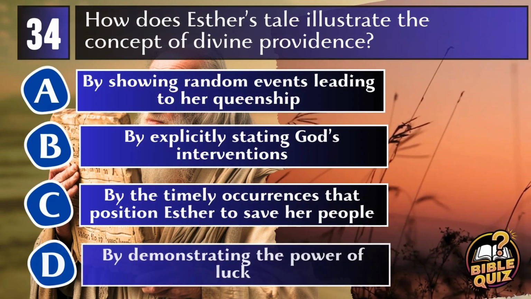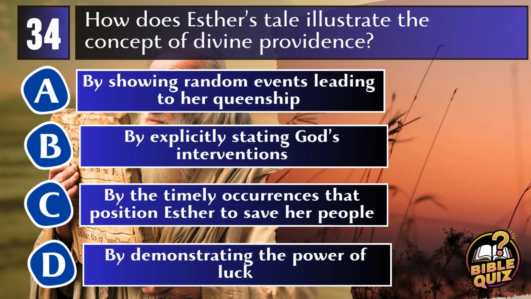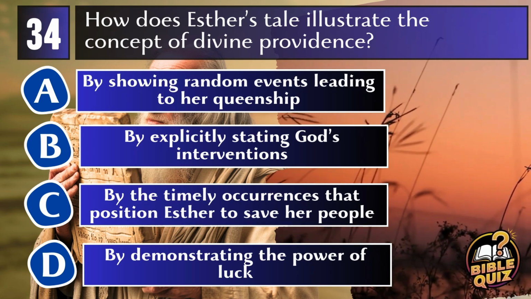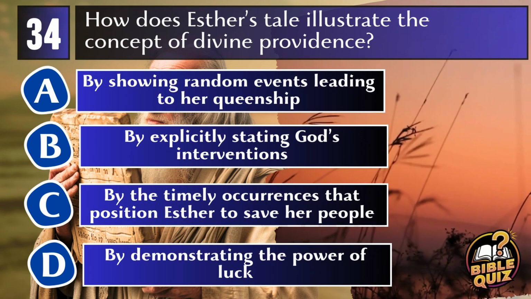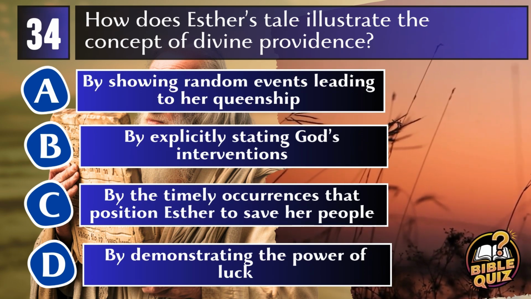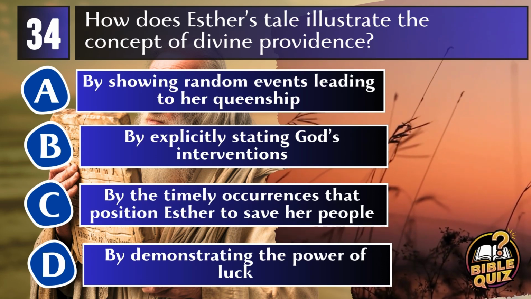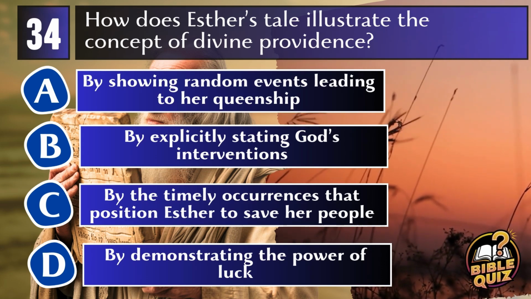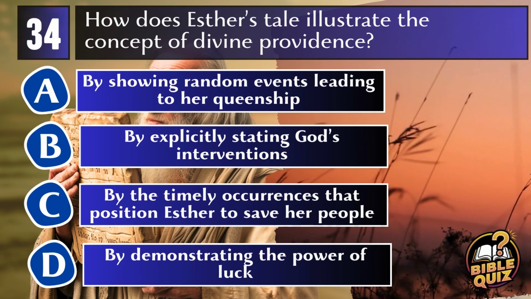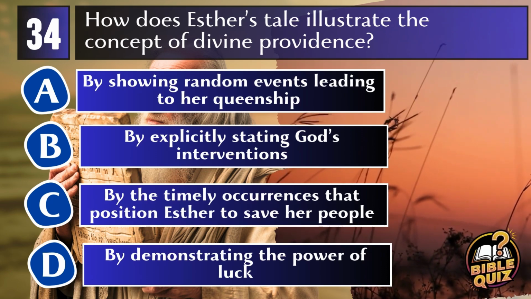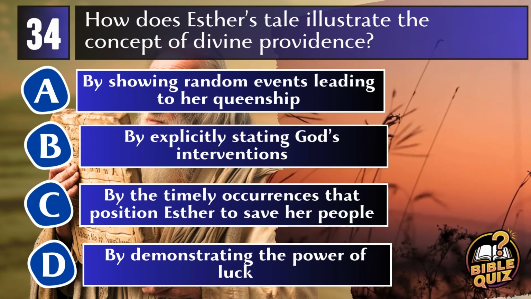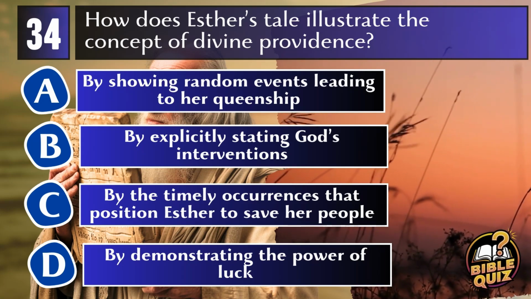Question 34. How does Esther's tale illustrate the concept of divine providence? A. By showing random events leading to her queenship. B. By explicitly stating God's interventions. C. By the timely occurrences that position Esther to save her people. D. By demonstrating the power of luck.